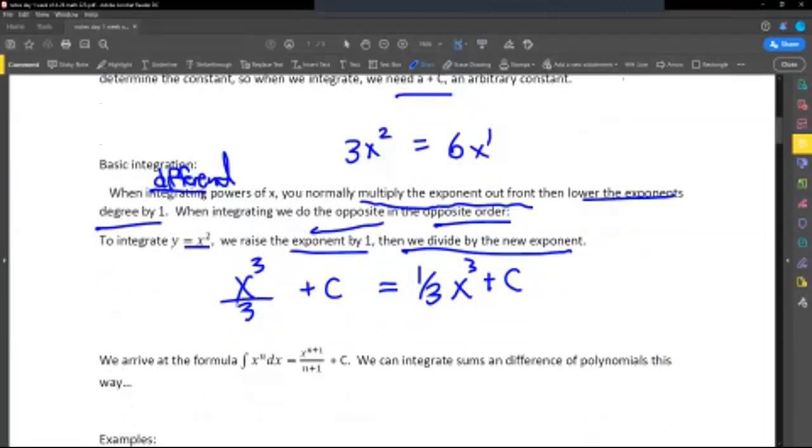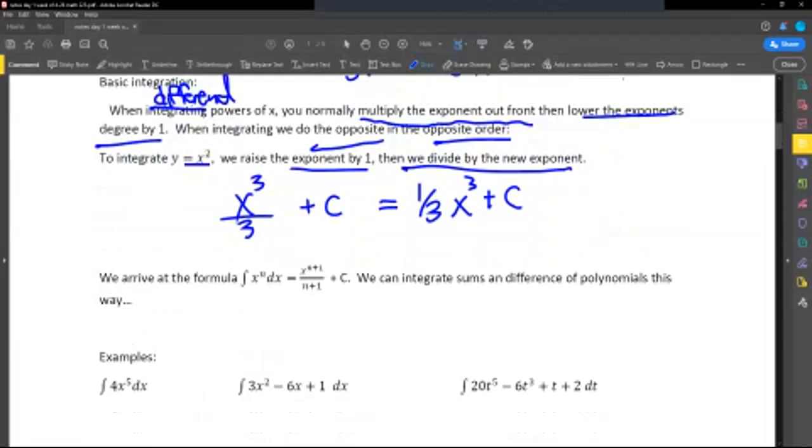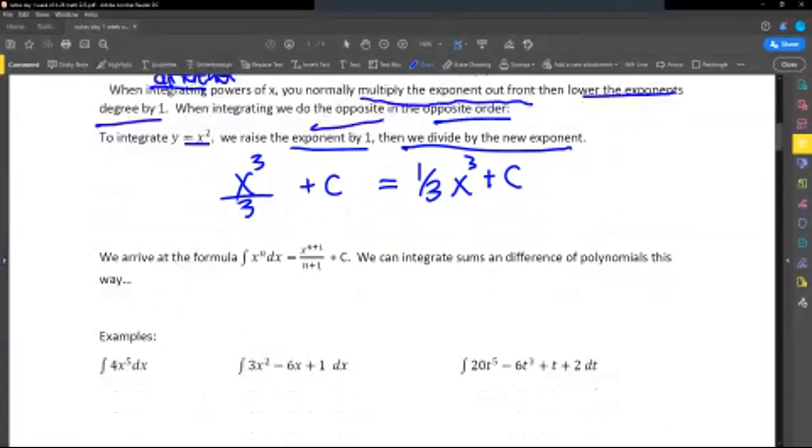All right, so the basic formula for integration of x to the n then is x to the n plus 1 divided by n plus 1. So we just raise it and divide by what we raised it to, plus a constant. Okay, so we'll do some practice.